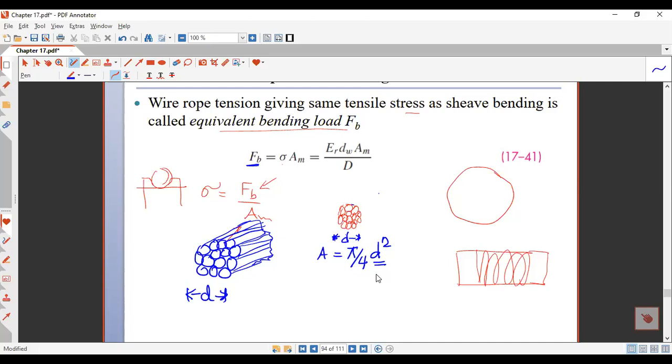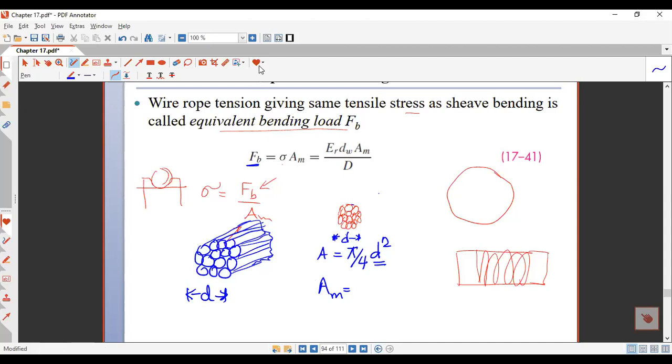Sir, won't we add the areas of all the wires? Okay, so that person said that it is going to be pi by 4 d square, where d is the diameter of the rope, but sir, d is the diameter of the wire, multiplied by the number of threads. What we mean is that if I want the exact effective area, what will the effective area be if it is taking the load?